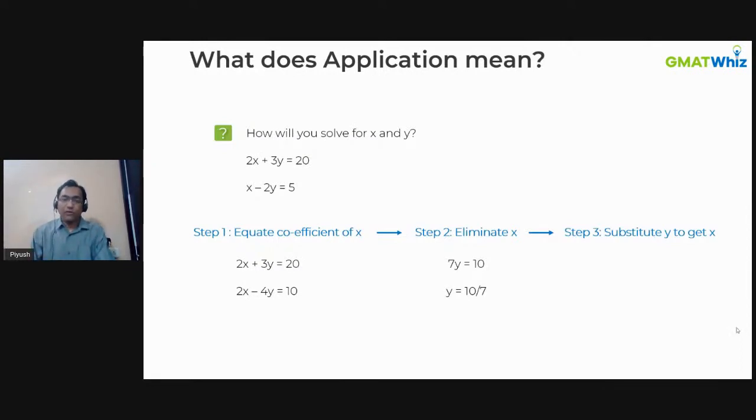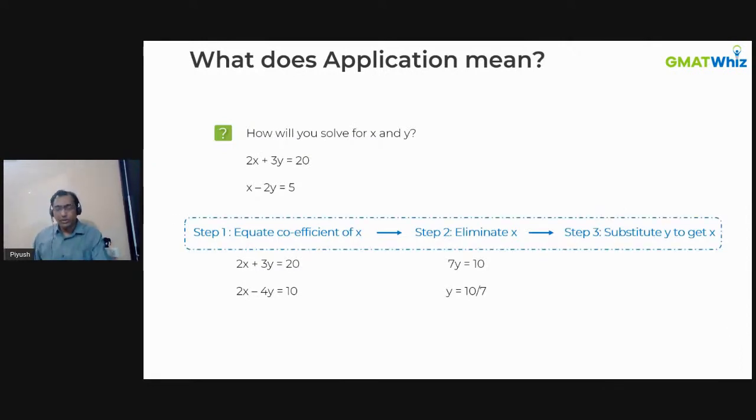If you follow this 3-step approach for solving a linear equation, come what may, whatever the difficulty level of the question, you will always get to the right answer if you follow the same approach all the time for these kinds of questions. This is something that we have learned probably in school. We have internalized it over a period of time. And if you use this approach, you always get it right.